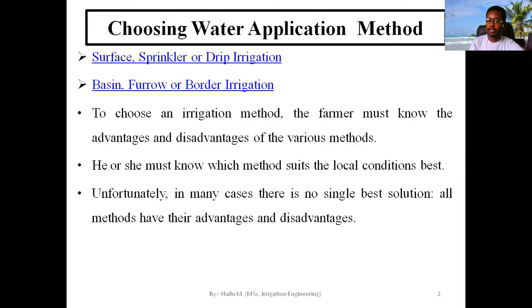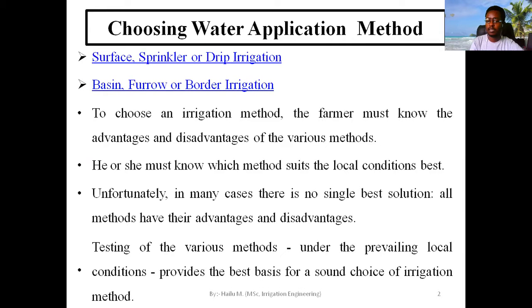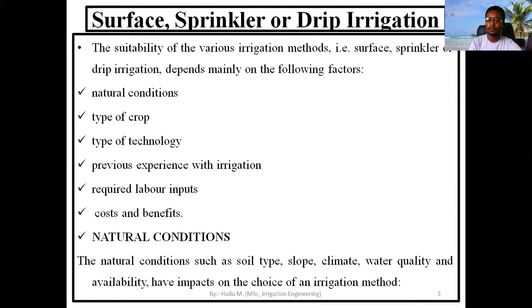Unfortunately, in many cases there is no single best solution. All methods have their advantages and disadvantages. So testing of the various methods under the prevailing local conditions provides the best basis for a sound choice of irrigation method. To choose either surface, sprinkler, or drip irrigation, the suitability of the various irrigation methods depends mainly on different factors.